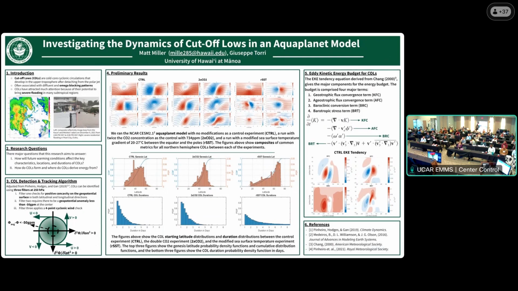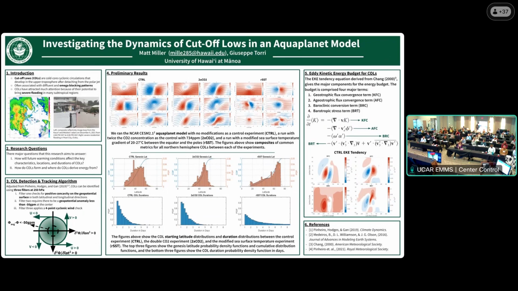We then applied this tracking algorithm to 3 CESM 2.1 aquaplanet model runs. The first experiment is the control run, where we ran the model with out-of-the-box settings. In the second experiment, we doubled the CO2 concentration to 734 parts per million. In the third experiment, we imposed our own sea surface temperature gradient of 27 degrees C at the equator to 20 degrees C at the poles. Each experiment spans about 40 years.